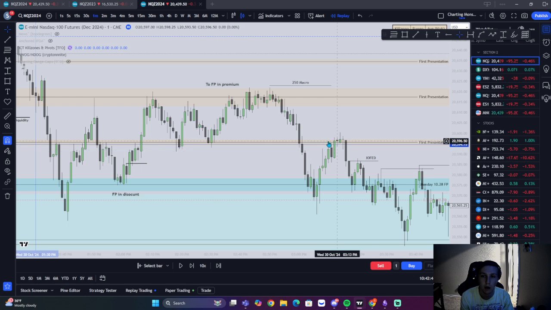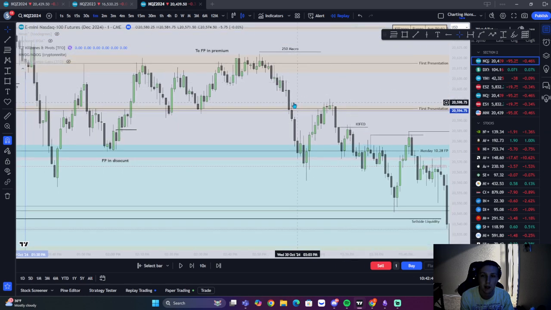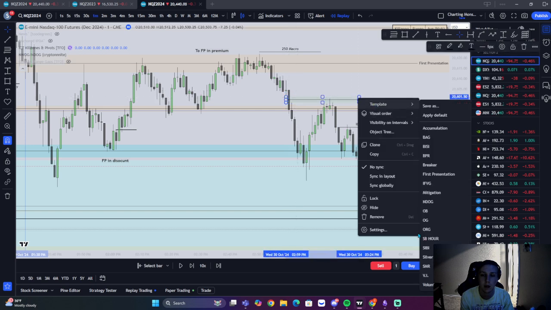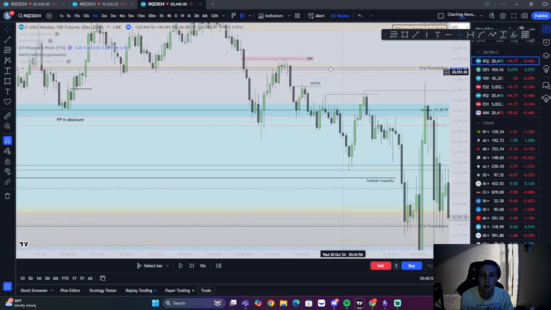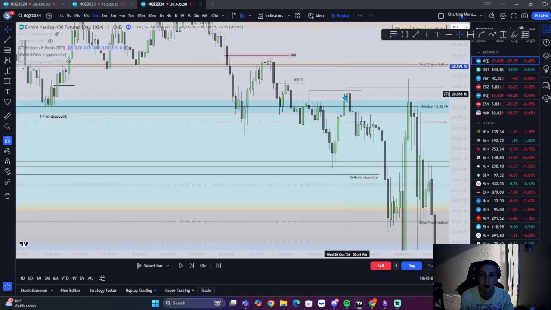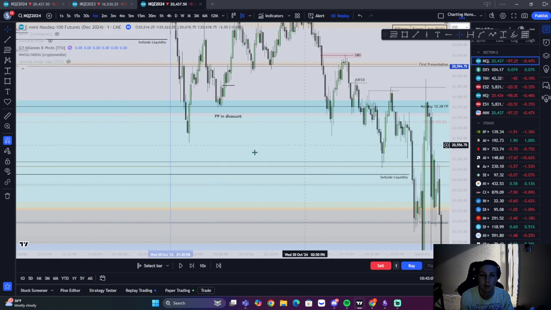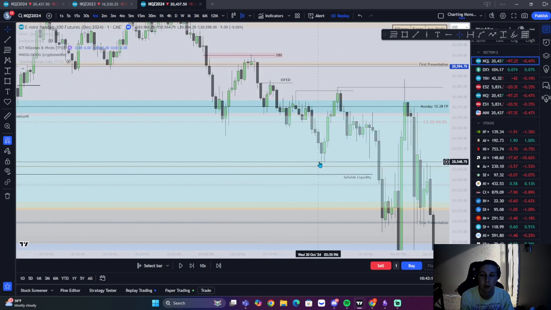Lower. What is this? First presentation, getting traded into. What is price mohawking into to make it efficient? This right here. We have a 1-minute SIBI, short-term premium, bang, IOFED. We end up trading lower, coming back up, and end up taking buy side right here, after trading where? First presentation and into that 1-hour consequent encroachment again.